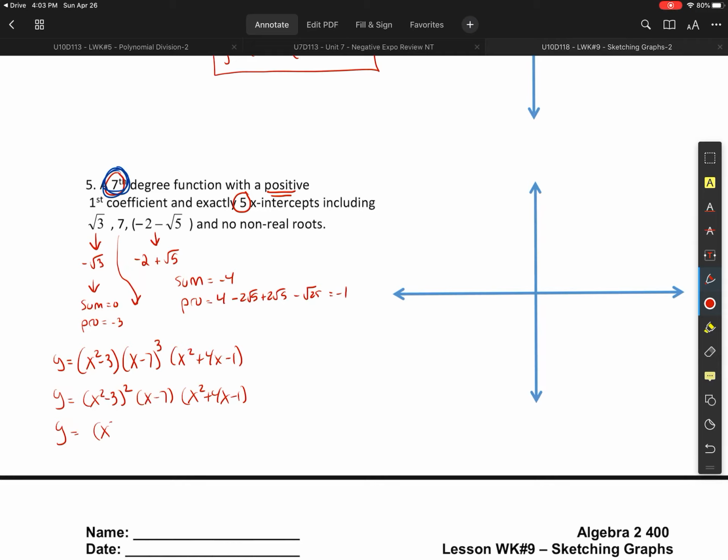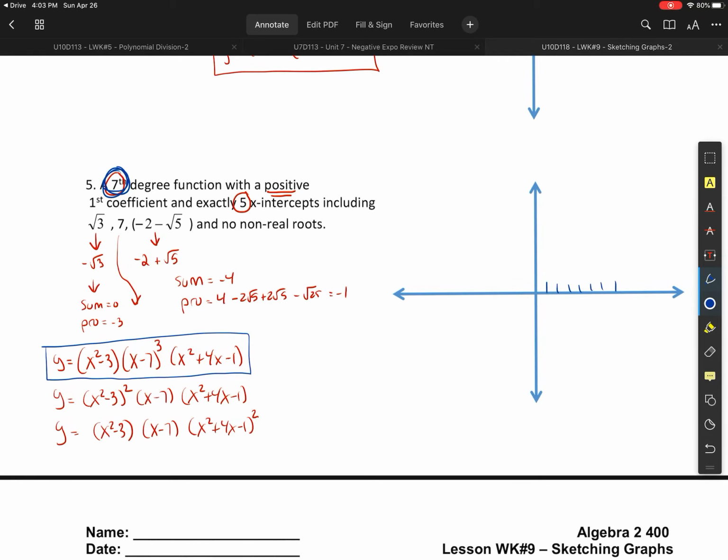Right. Other option, y equals x squared minus 3, x minus 7, x squared plus 4x minus 1. I can make that squared. And there's my 4. Right, so every option works. Not everyone's going to have the same answer every time, and that's okay. Which am I going to graph? Let me go with the first one.